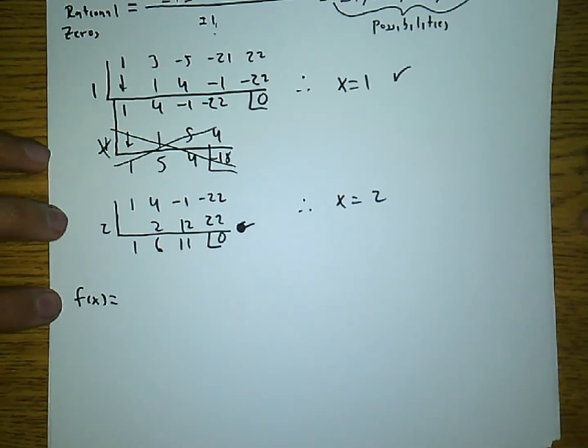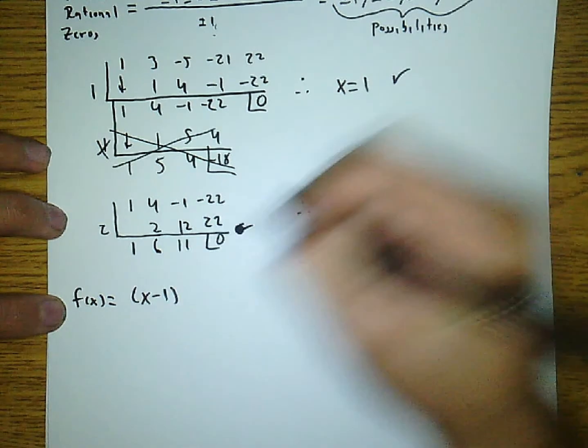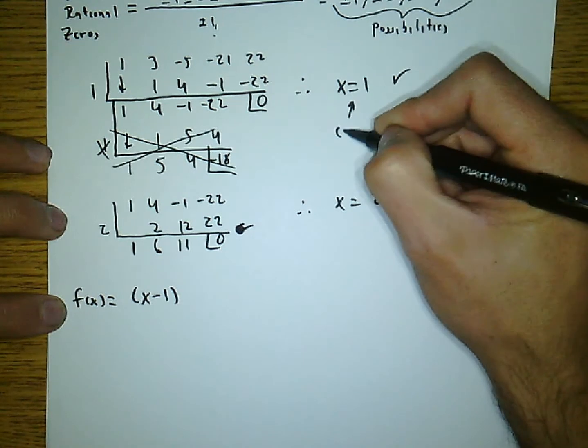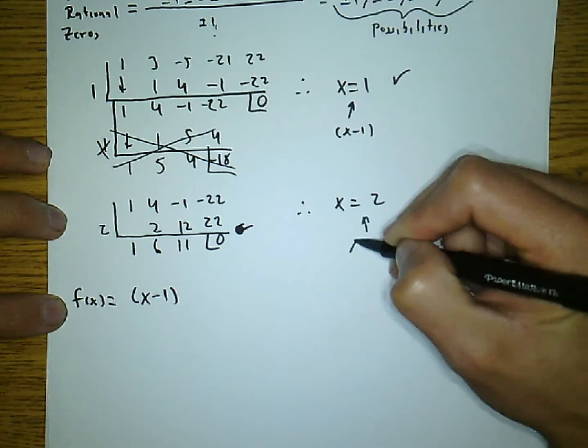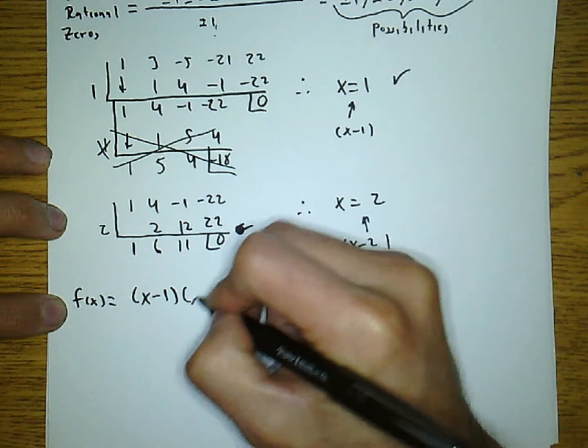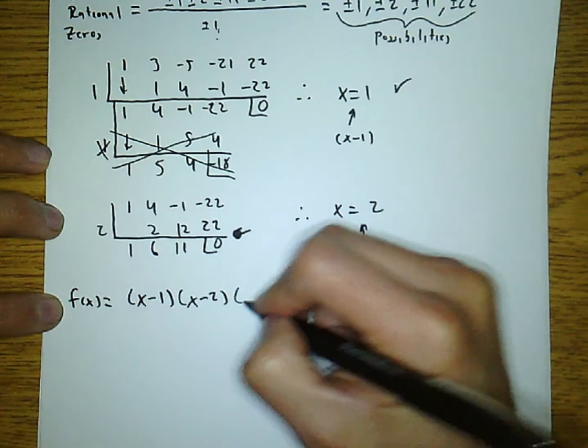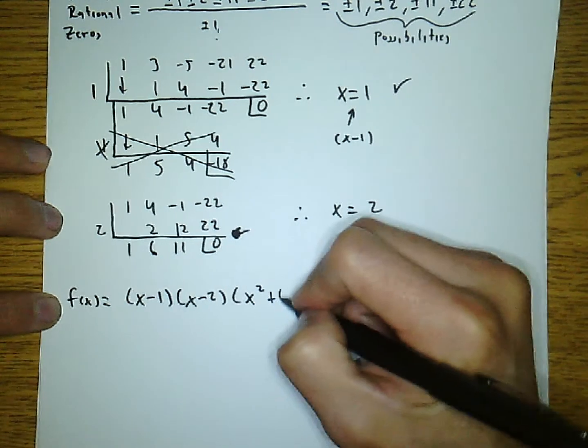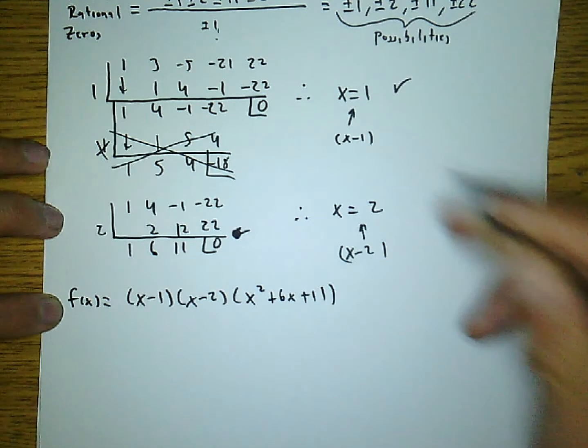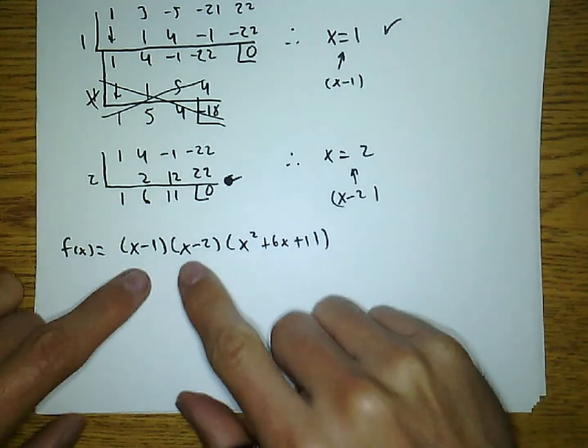Okay, technically I have x minus 1 from this one, right? So this gives me x minus 1. This one gives me x minus 2. And from this one I can get x squared plus 6x plus 11. Okay, so now I have these two as linear.